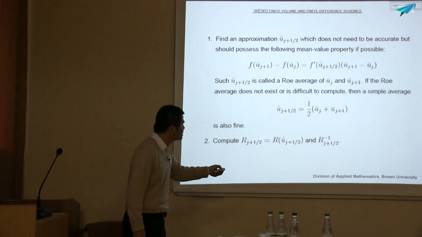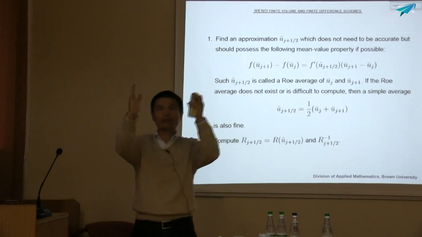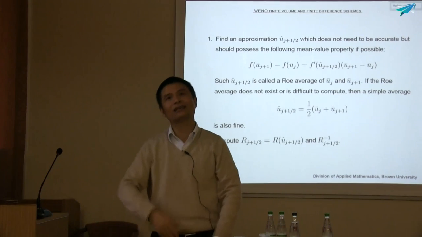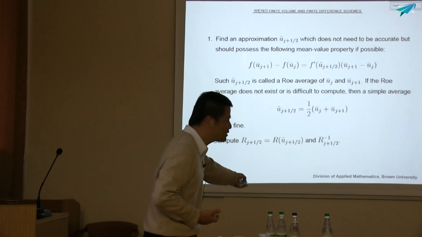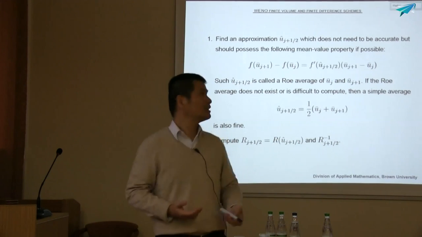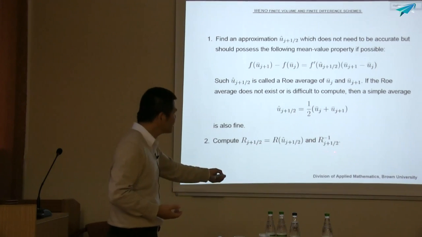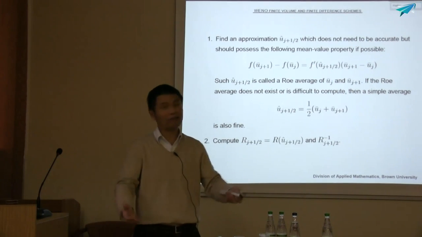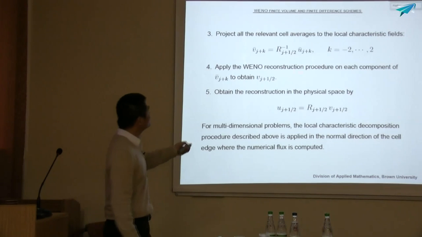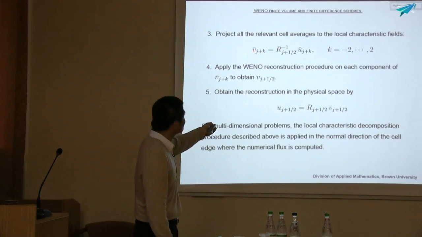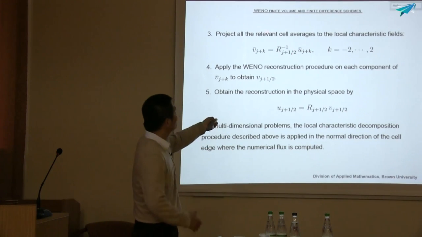And once you have this, then you evaluate your R matrix. Remember, R is the matrix corresponding to the right eigenvectors. I said that you should have formulas for them. So whenever you have u, you can compute R of u. So I have u hat, then I compute R of u hat. I denote it by R j plus half. And also I find its inverse. These are all documented. You have formulas on these two things. Then what do I do? I simply compute another set of vectors. V j plus k is R inverse multiplied from the left onto u bar j plus k.